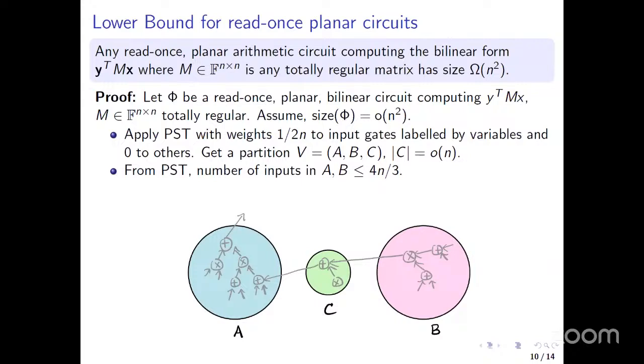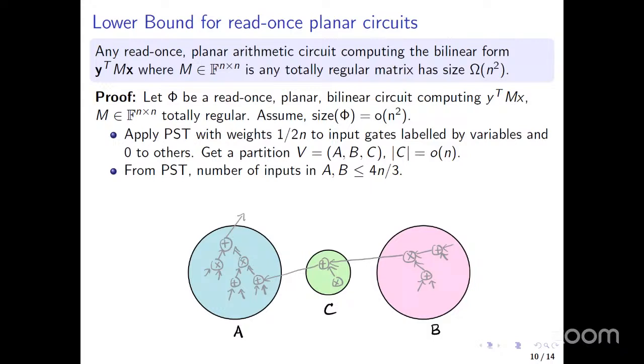Looking forward, right? So you are given a circuit, you know it is planar, you know it is bilinear, so you should apply the planar separator theorem. The planar separator theorem will spit out three parts, A, B, C. So C is smaller compared to A and B, and every path from A to B or B to A must go via C.